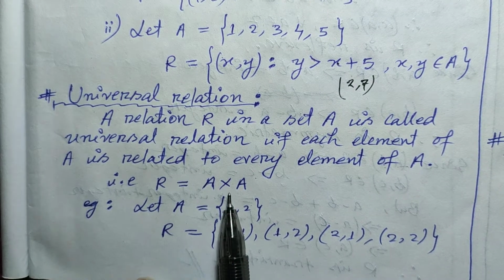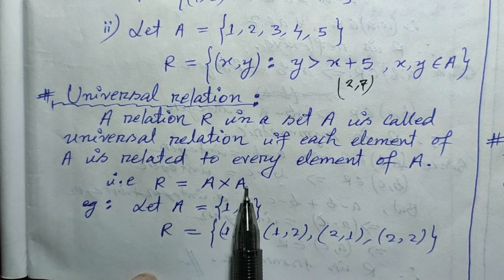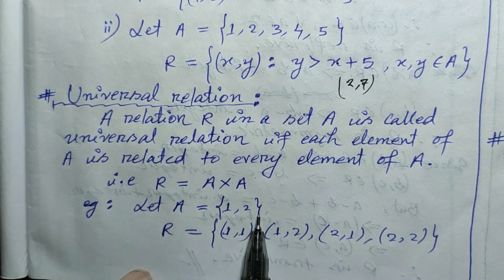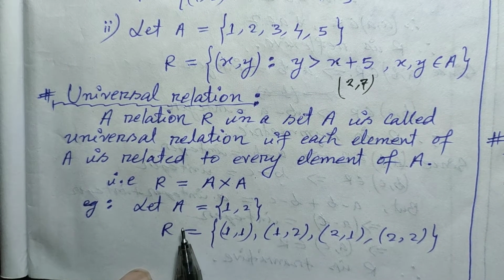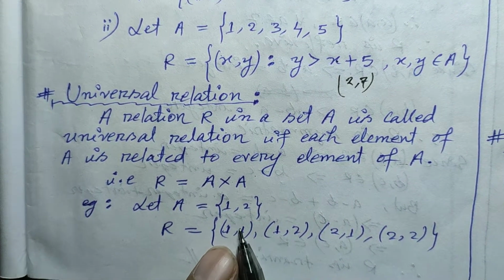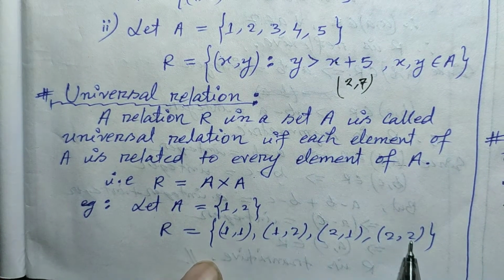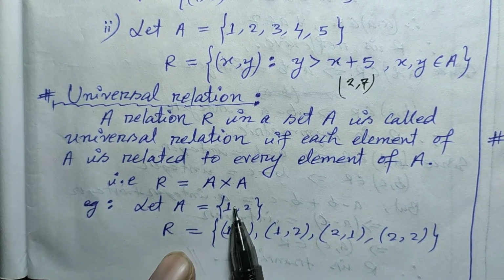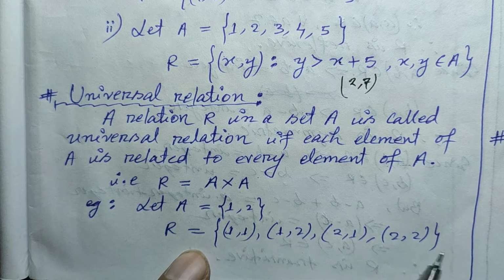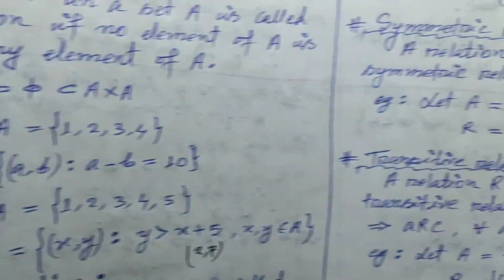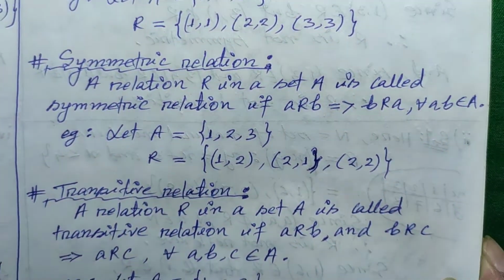If the relation is equal to A cross A, then the relation is called universal relation. Now let us take an example. Let A is equal to {1, 2}, and if we find A cross A, and the relation R is equal to {(1, 1), (1, 2), (2, 1), (2, 2)}, then R is equal to A cross A. Therefore, this relation is called universal relation. I hope you understand.